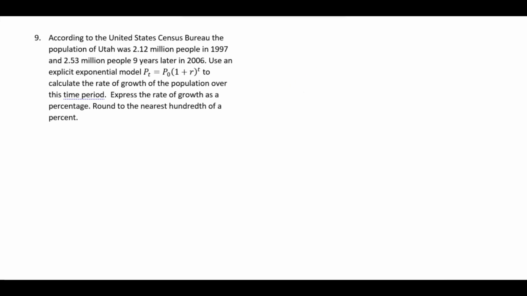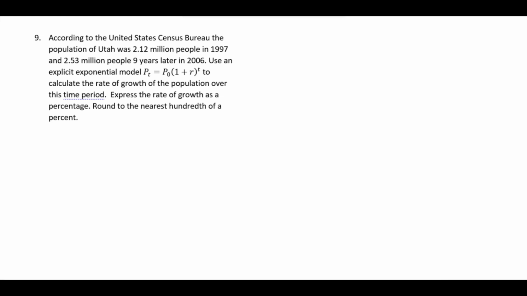Let's take a look at some more exponential explicit growth models. According to the United States Census Bureau, the population of Utah was 2.12 million in 1997 and 2.53 million 9 years later, so 2006. Use this explicit growth model to calculate the rate of growth over this time period. Express the rate of growth as a percentage rounded to the nearest 100th.